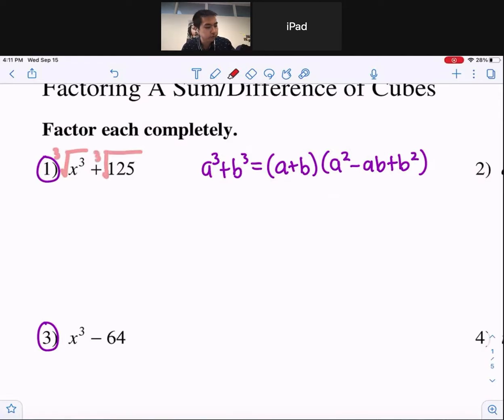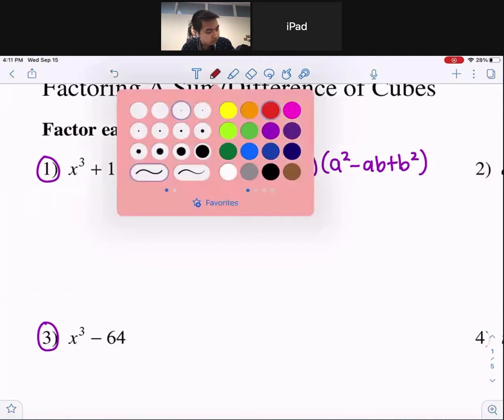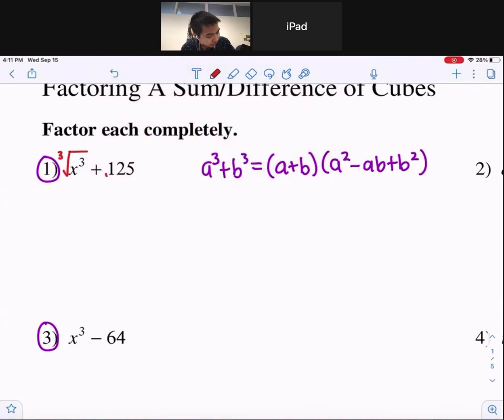So we're going to take the cube root of both of those, so we can see it more clearly. What times itself 3 times gives those? We're going to denote this as a. So a is equal to x, because x times x times x is x to the third. The cube root of 125 is 5, because 5 times itself 3 times is 125. So b is equal to 5.